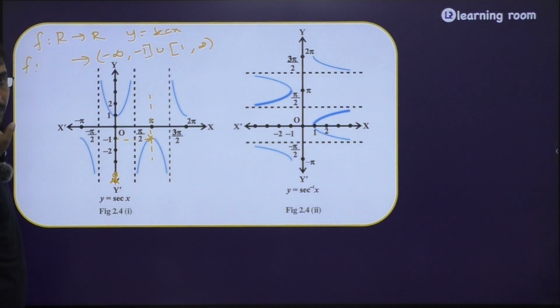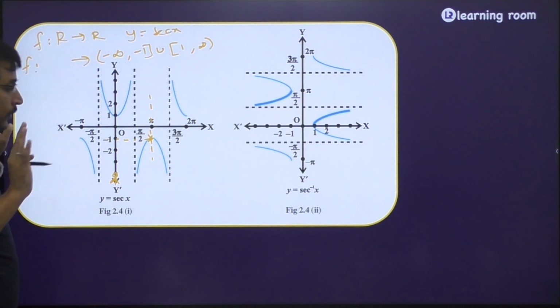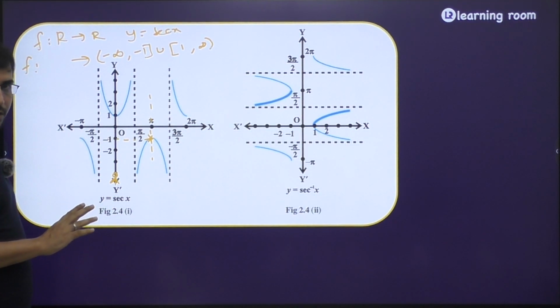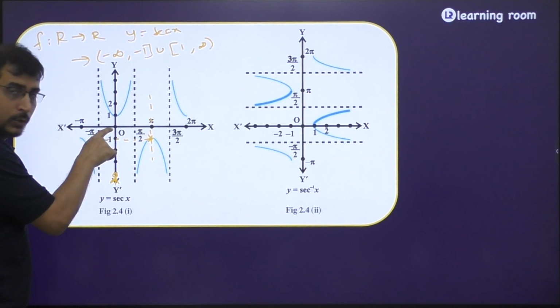What about the domain? Hari Raghav, can you try? Try. Look at the points around the origin. Right. So can I include the 0?